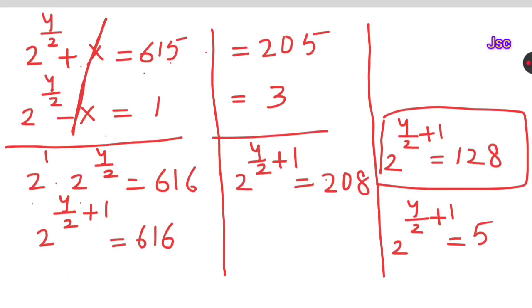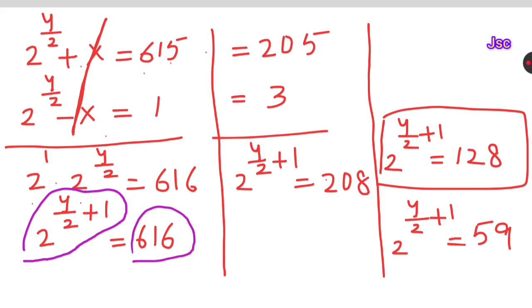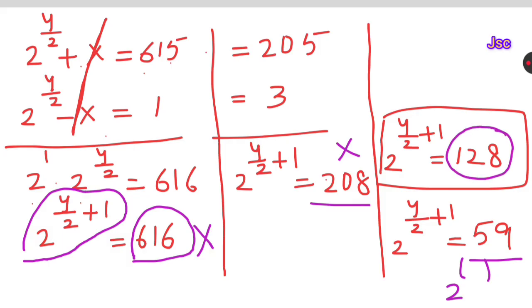So let's write 59. Now observe here, in the left hand side, it is in the form of 2 raised to the power of something. But is it possible to write 616 as 2 raised to the power of something? No, it is not possible. What about 208? It is also not possible. And 59 also, it is not possible to write as 2 raised to the power of something, isn't it? Only this 128 is possible to write in terms of 2 raised to the power of something, that is 2 raised to the power of 7.